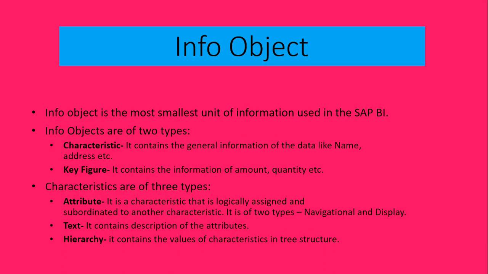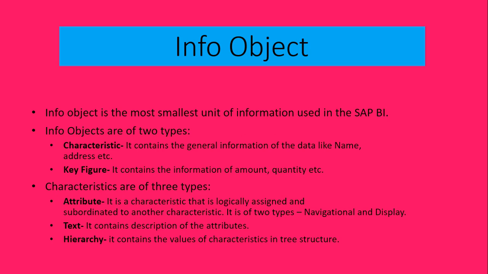Attribute is a characteristic that is logically assigned and subordinated to another characteristic. It is of two types, navigation and display. Navigation means if we want to drill down particular information of a person, like if we want to find out in which area he or she lives, so we can first go to the country and then we drill down to state or province, and then we can drill down to city, and then we can go to area. So navigational attribute comes into place where we need to drill down the information, and display is just for the display purpose like name, phone number, etc.